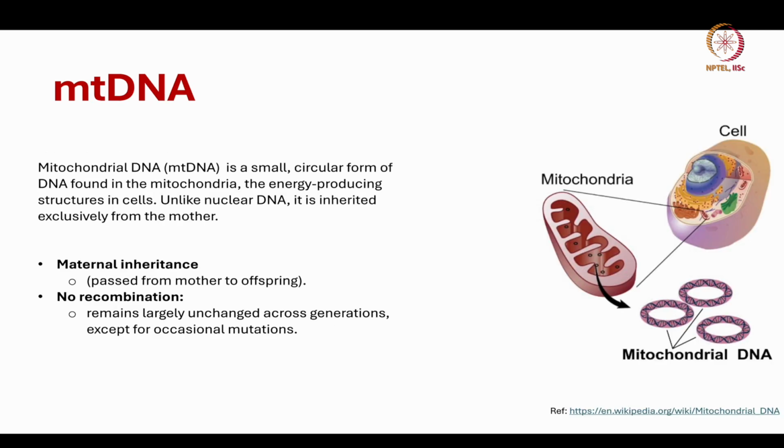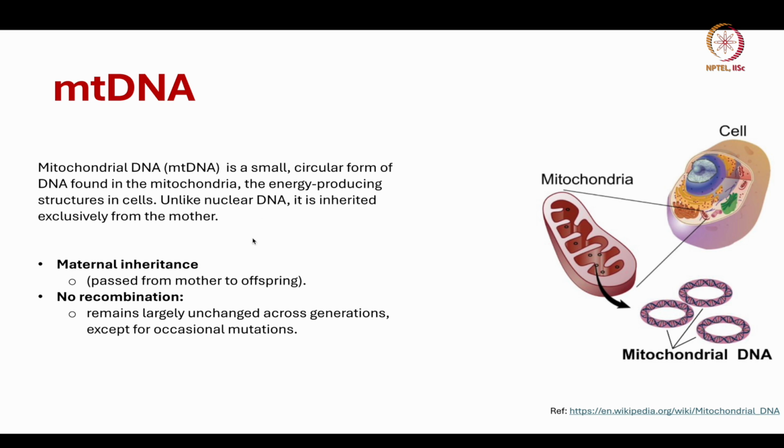So before jumping into that, let's complete the rest of the things that we have to do in this lecture before building the actual phylogenetic tree and understanding how we can infer the out of Africa hypothesis from that. So the first thing is mitochondrial DNA. It is a small circular form of DNA found in mitochondria, which you all must know by the name powerhouse of the cell. Unlike nuclear DNA, it's inherited exclusively from the mother.